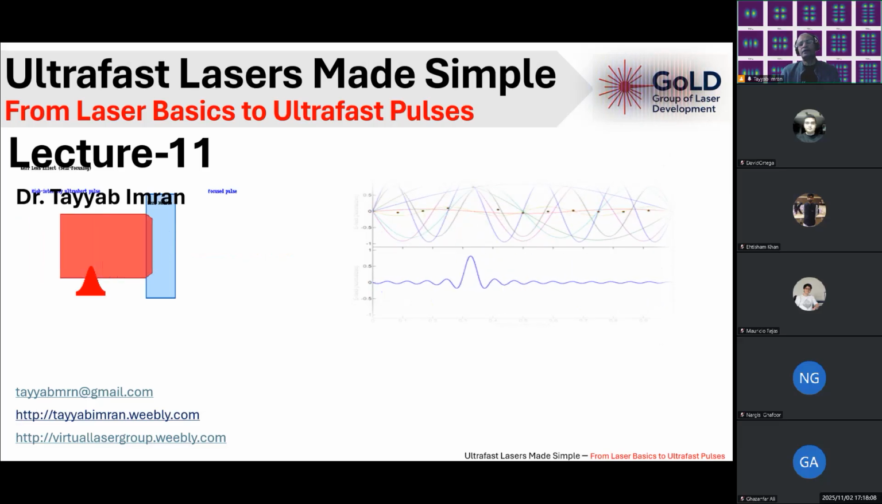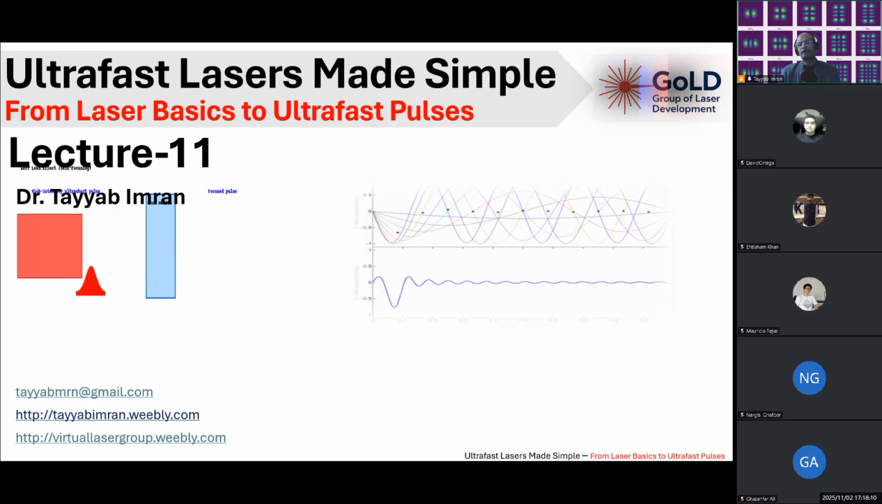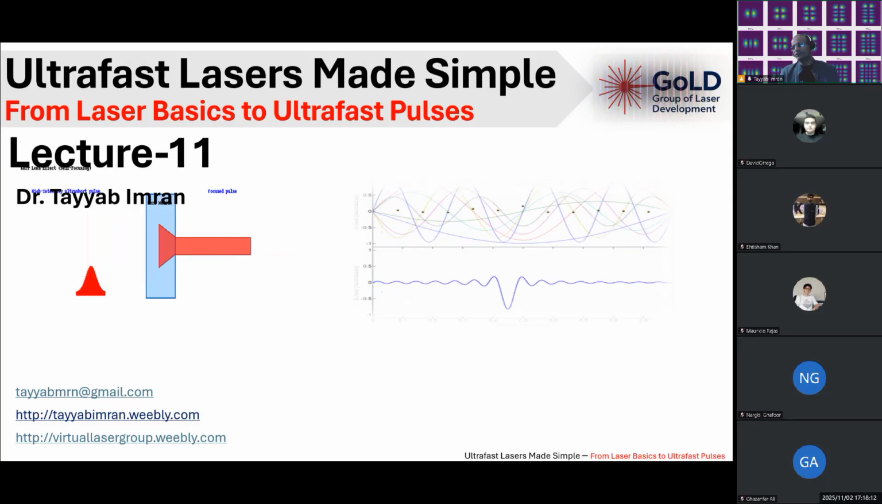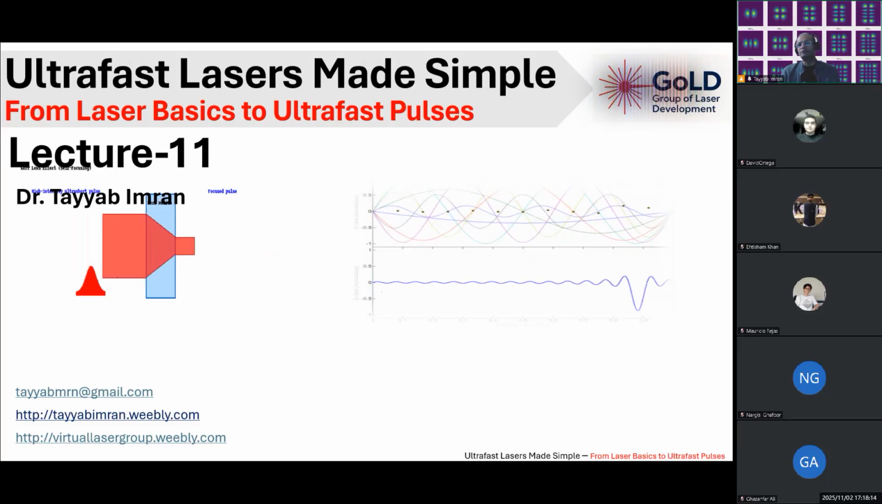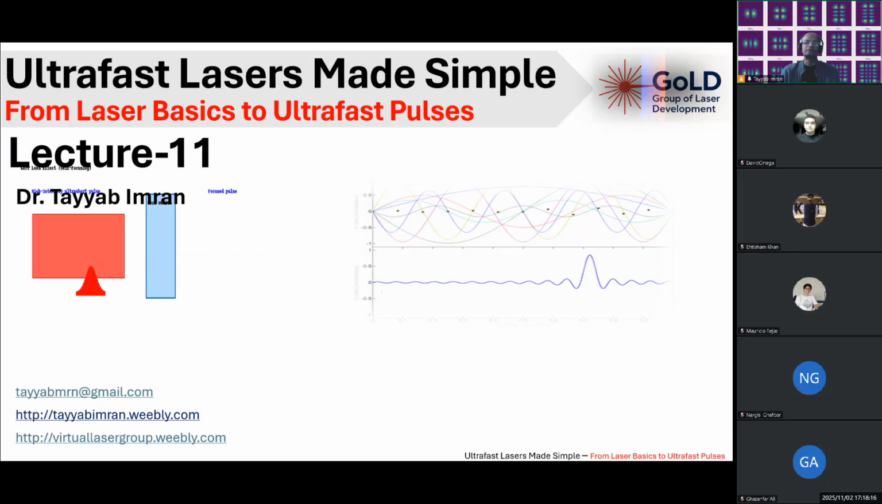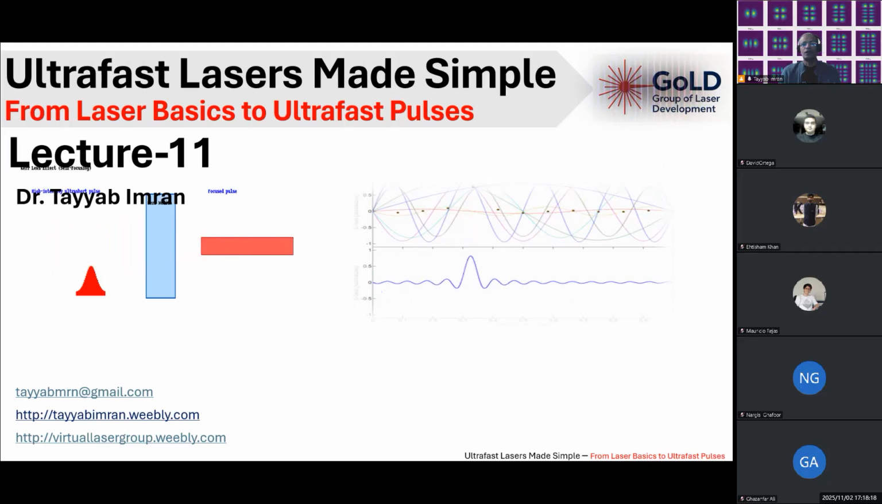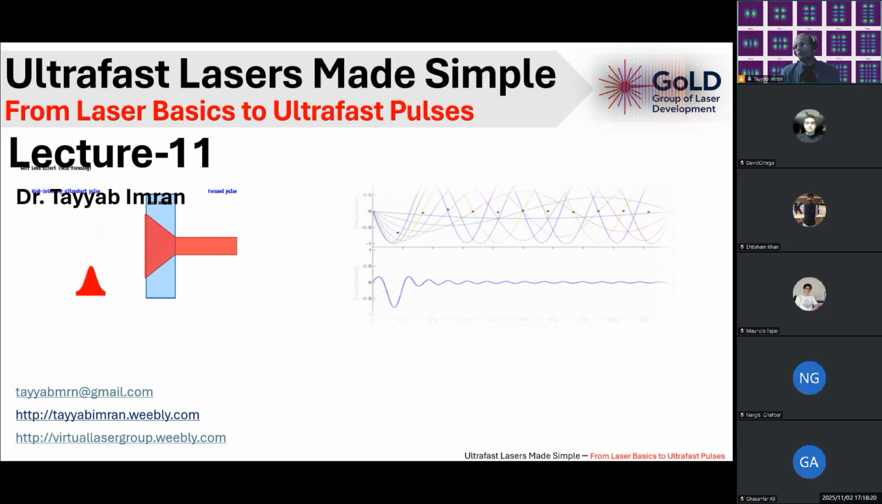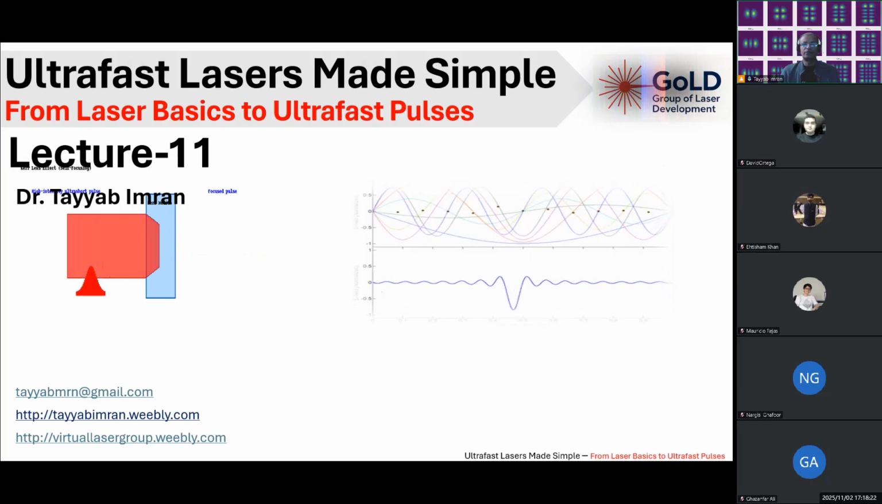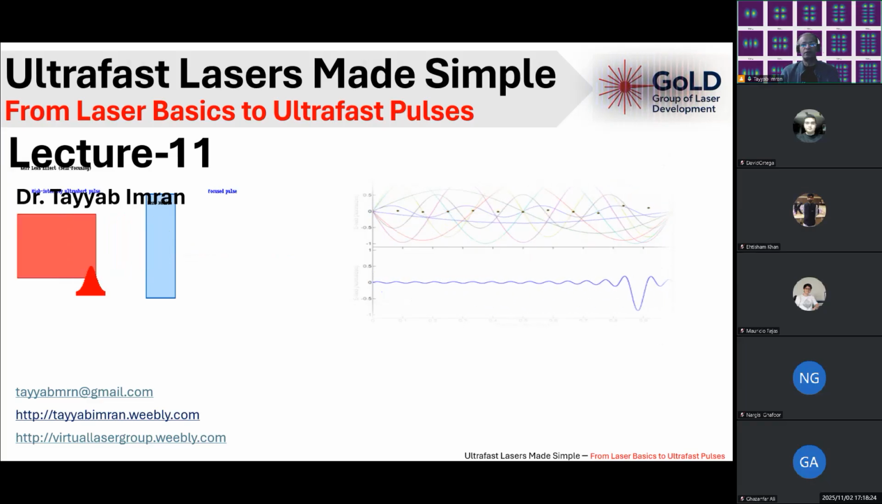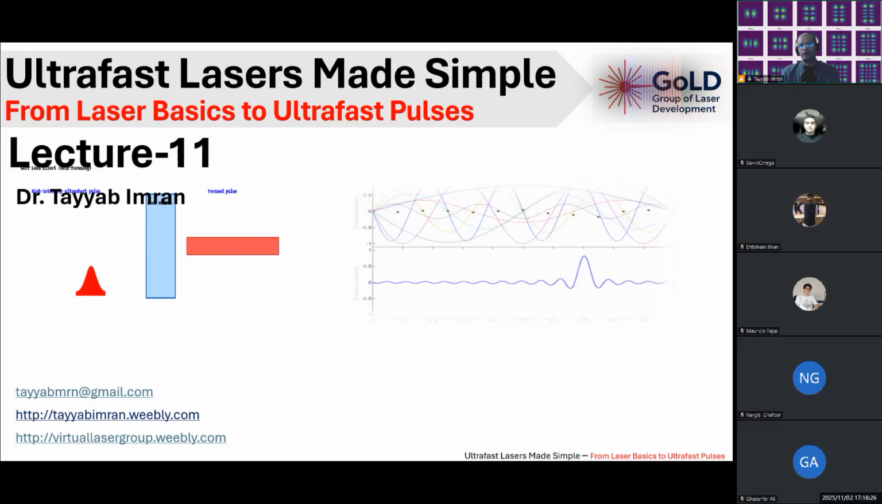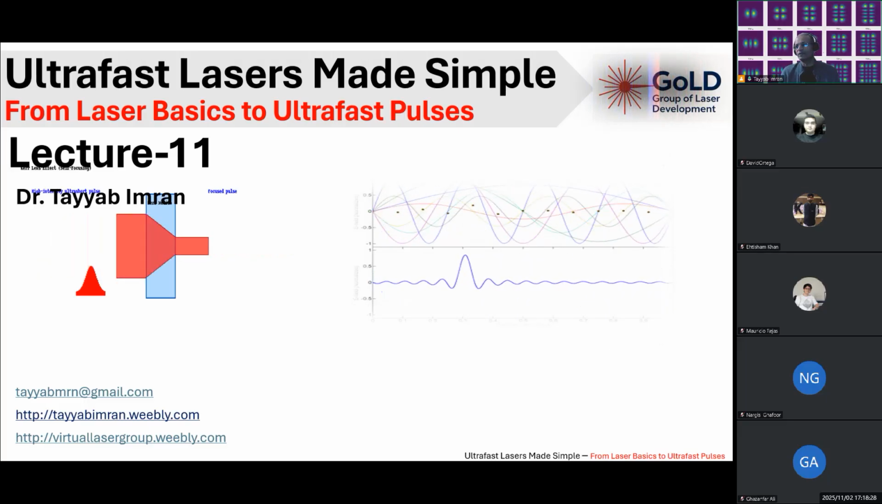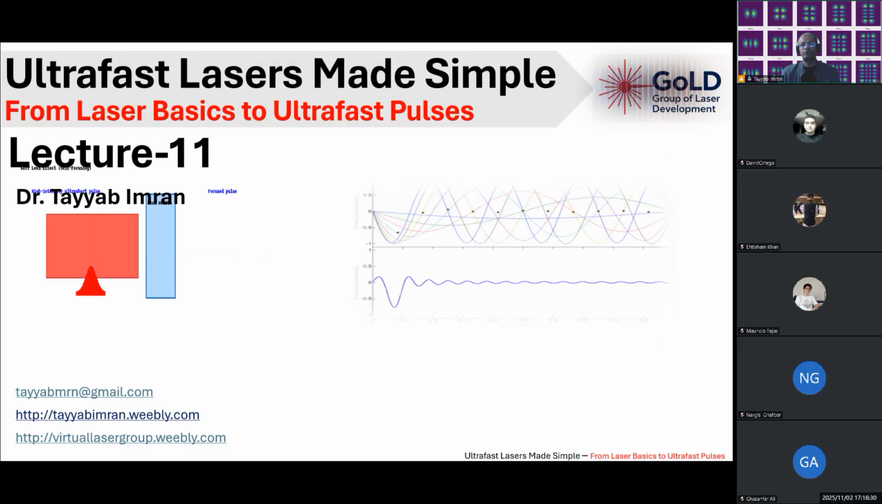And there were some disadvantages of active mode locking. If you have gone through the previous lectures, then you could understand these things.